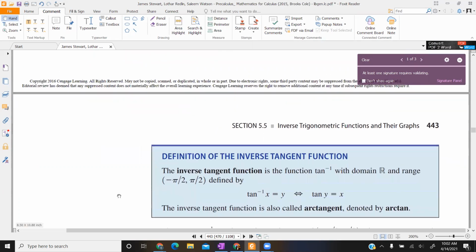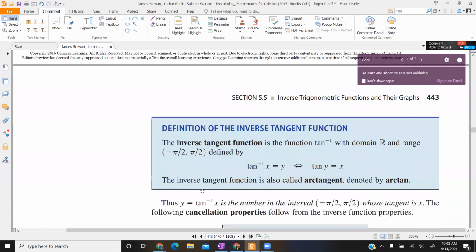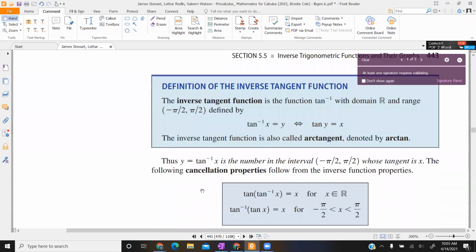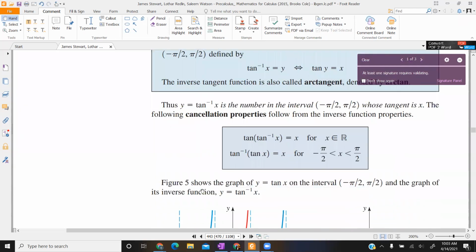So the inverse function is going to be tan inverse. The domain of it is going to be all of R, and the range is going to be between -pi over 2 and pi over 2. Notice we have to use parentheses, not square brackets, because these are points where tangent is not defined. Remember, it has vertical asymptotes at those points. And we have the same cancellation properties.